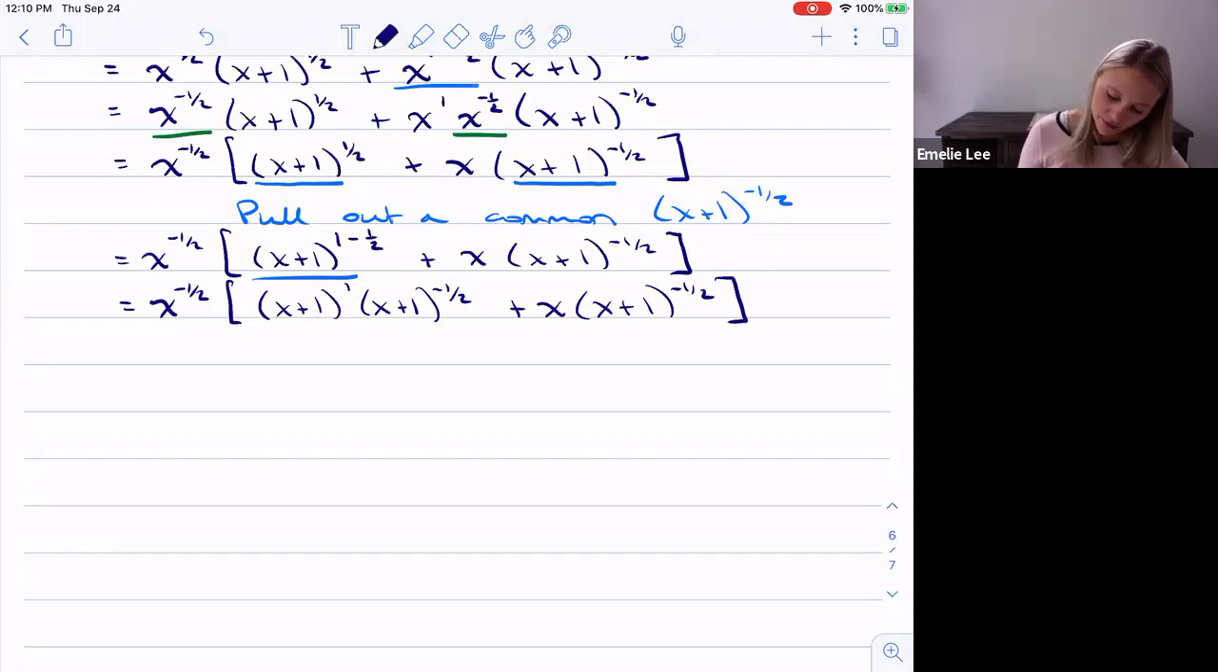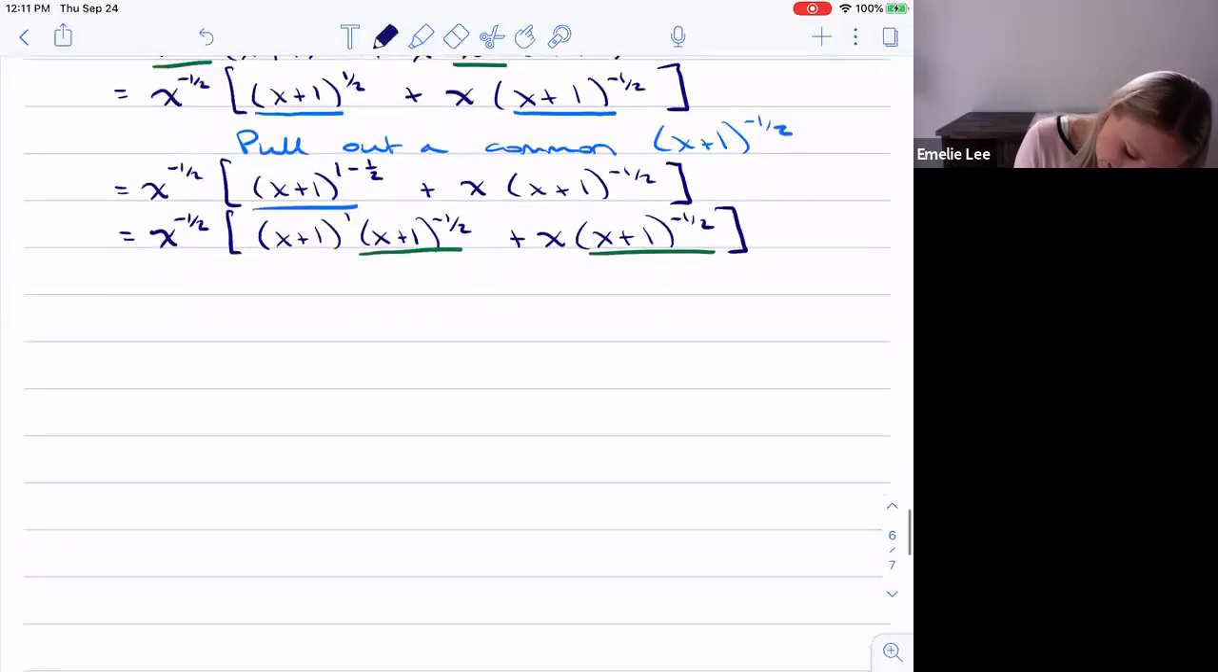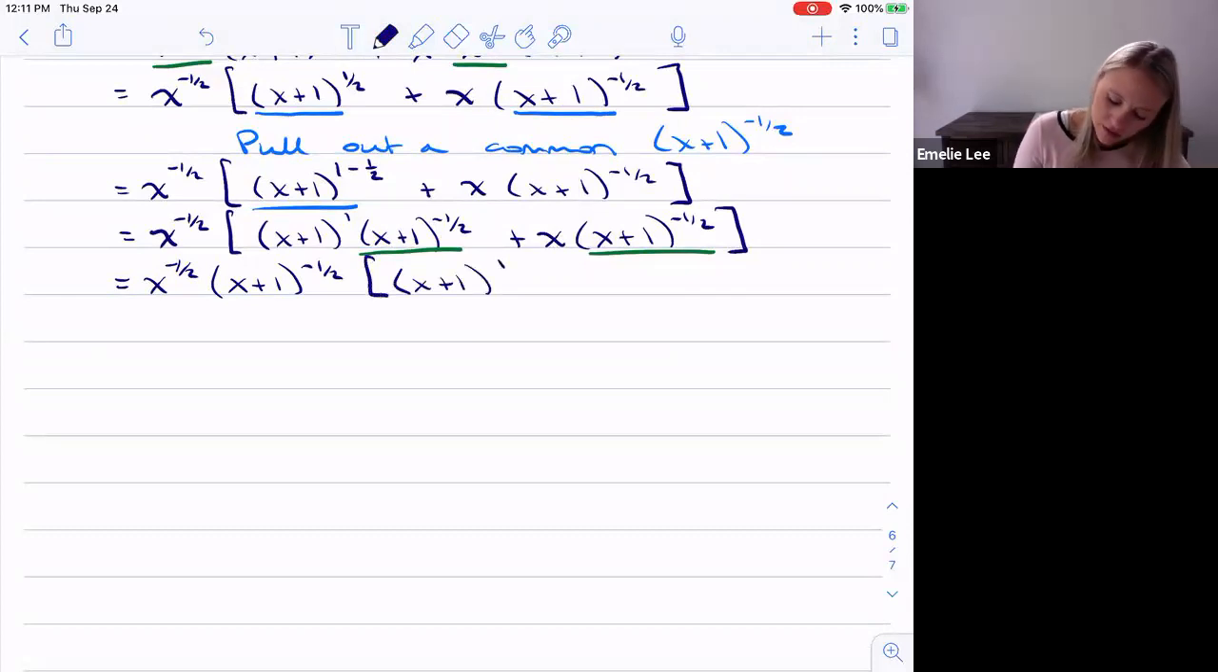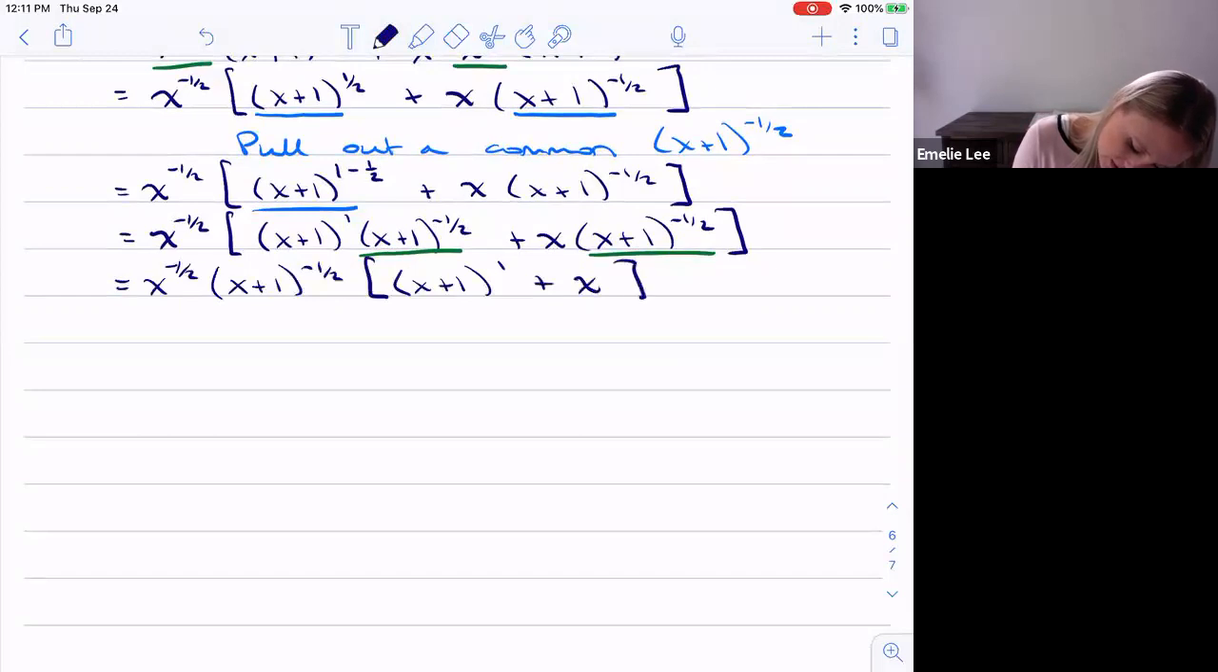Now I can pull out this common value of (x+1)^(-1/2). I can pull that to the outside. So I end up at x^(-1/2) times (x+1)^(-1/2), all times (x+1)^1 plus x, after pulling out those common factors.